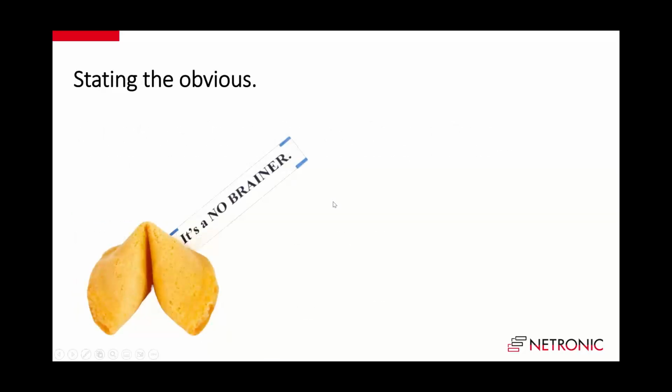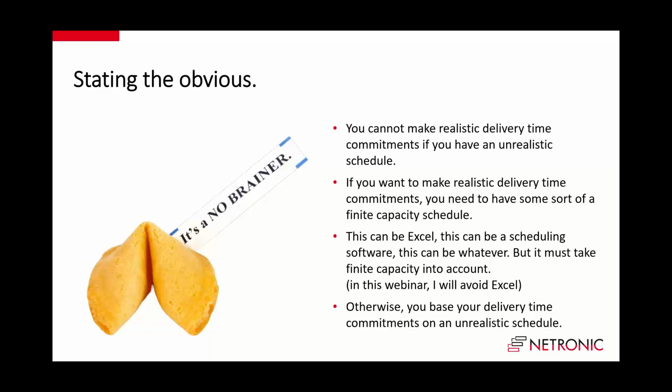So now let's state something very obvious. It should be a no-brainer, but I'm always a little bit confused that this does not always seem to be clear. What does it mean to make a realistic delivery time frame? You can only make a realistic commitment if your schedule is realistic, right? If you have an unrealistic schedule, how will you derive realistic delivery dates from this schedule?